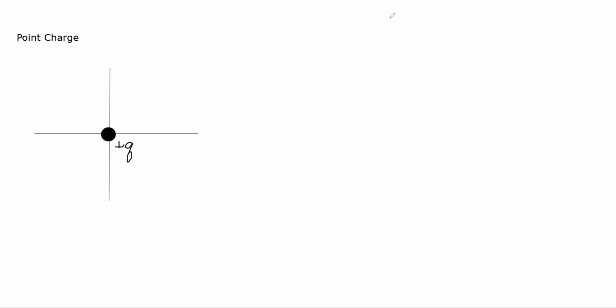Okay, and the question might say something like, find the electric field at some distance from the charge, at, let's say, 10 centimeters from the charge.